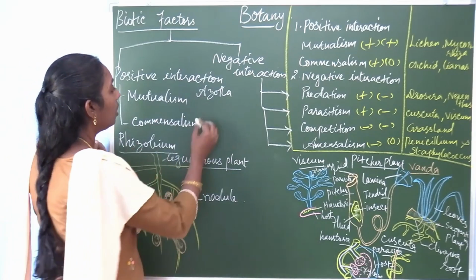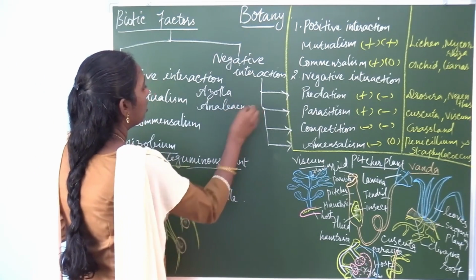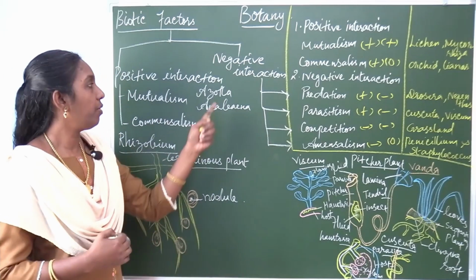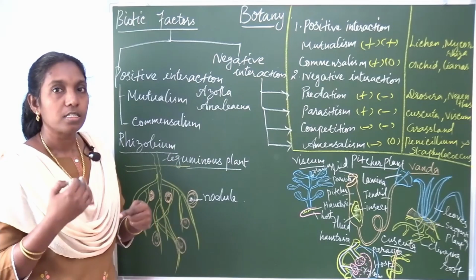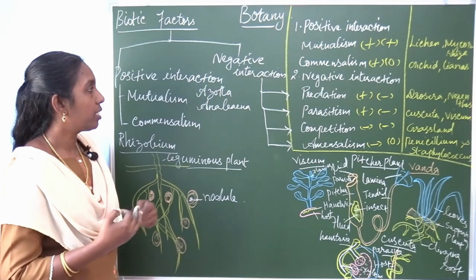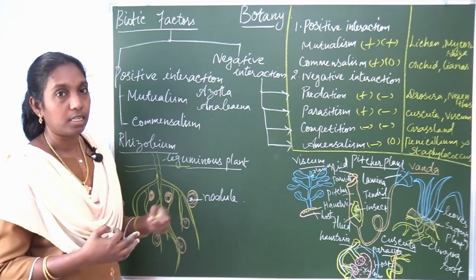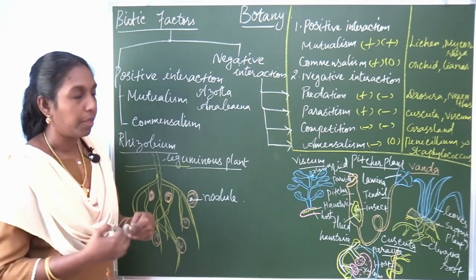So this Azolla and Anabaena is a cyanobacteria. There is a mutual relationship between Azolla and Anabaena. Anabaena is a cyanobacterium, a blue-green alga, present in the water fern Azolla. So they have a mutual relationship.